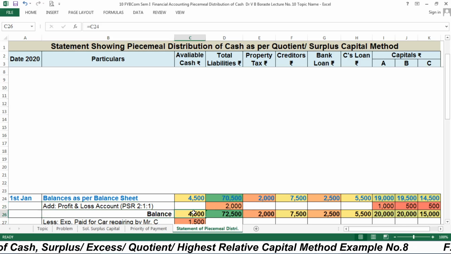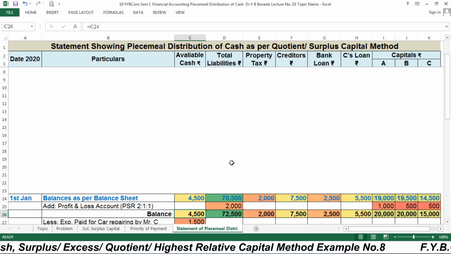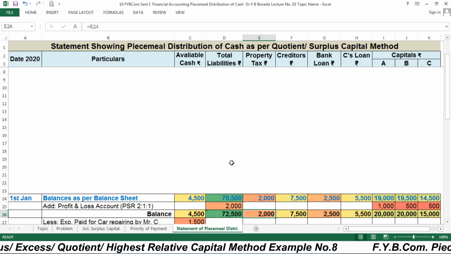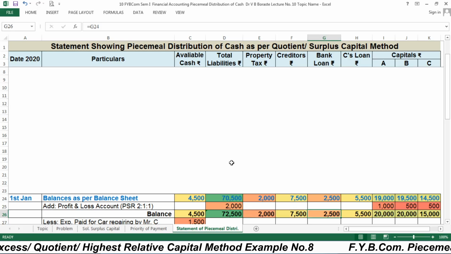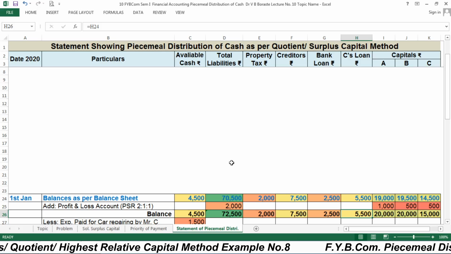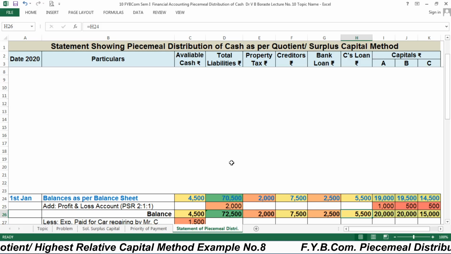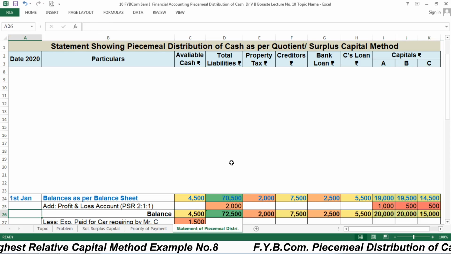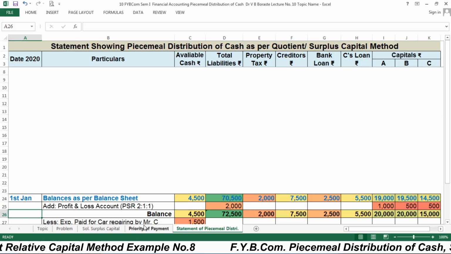So we have the balances: cash of rupees 4,500. Total liability is 72,500: property tax 2,000, creditors 7,500, bank loan 2,500, seized loan 5,500, and capital of A, B, and C 2020 and 15,000. Okay. Now go to the priority of payment.